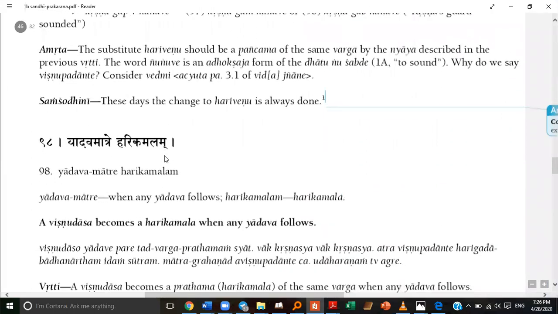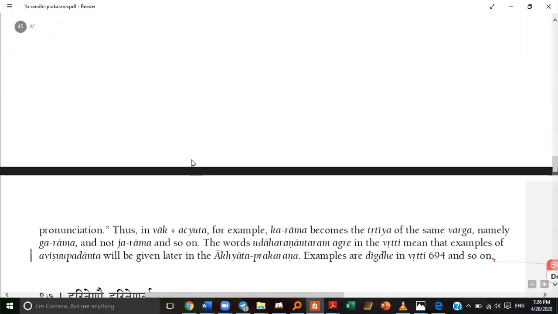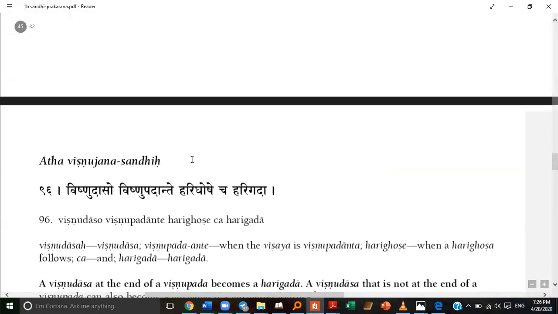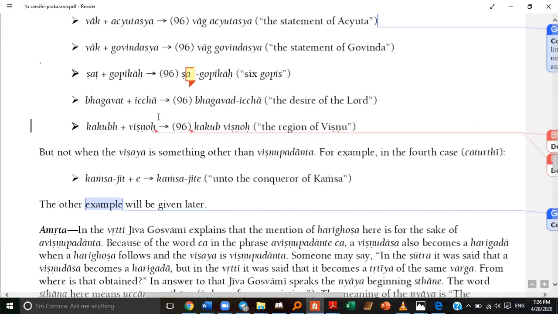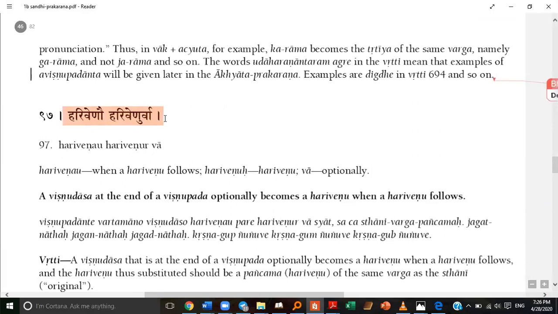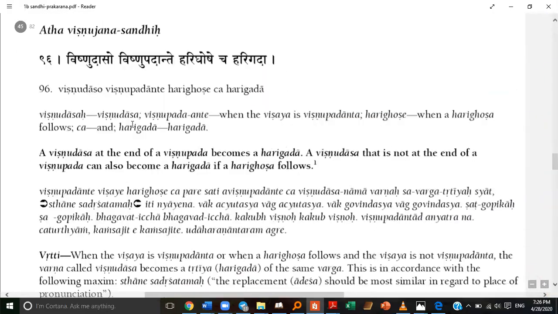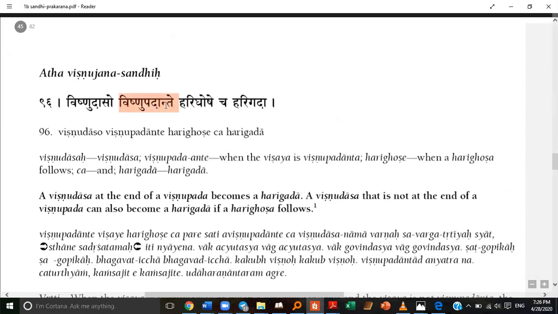So I think 2 sutras are sufficient today. Please memorize these 2 sutras. I think they are very simple: Vishnu Daso Vishnu Padante Hari Ghoshita Hari Gada and Harivenu Harivenurva. Just keep in your mind what is Harivenu, what is Vishnu Das, what is Vishnu Pad. Just leave Vishnu Padant for the time being. What is Hari Ghosha, what is Harigada. This sutra is a complete part. We just did half of it. The other half we didn't cover today. We'll cover it afterwards. It's not of much use today for the time being, so we are skipping it and we'll do it afterwards.